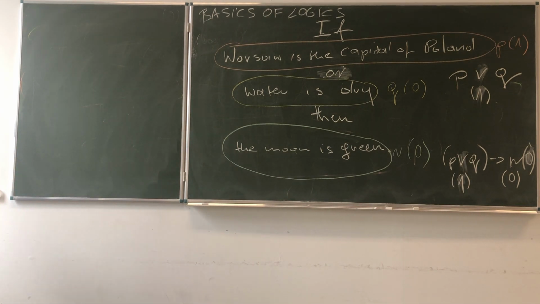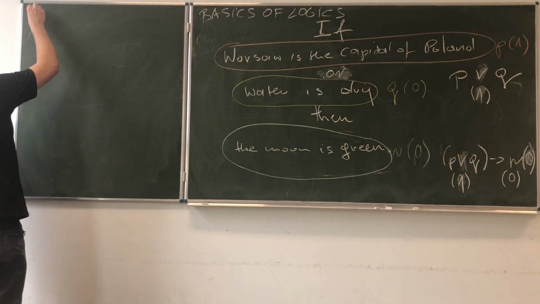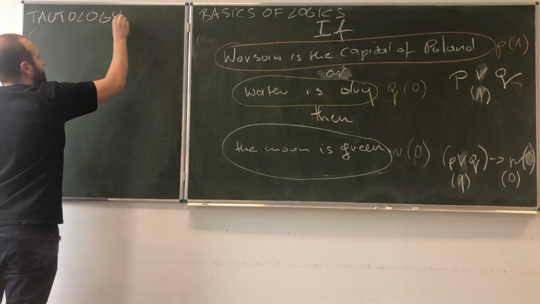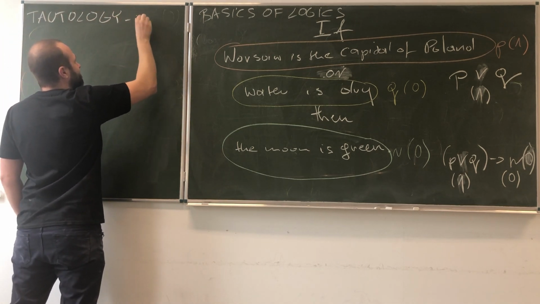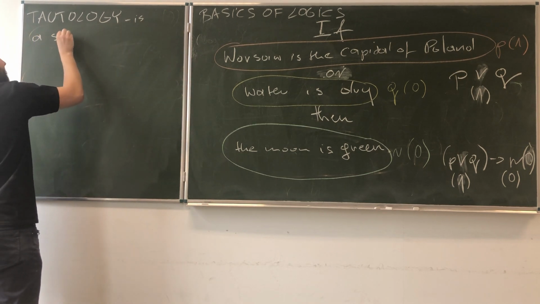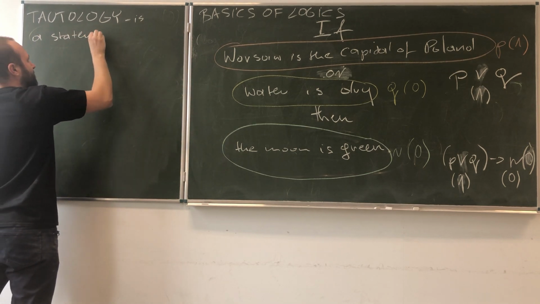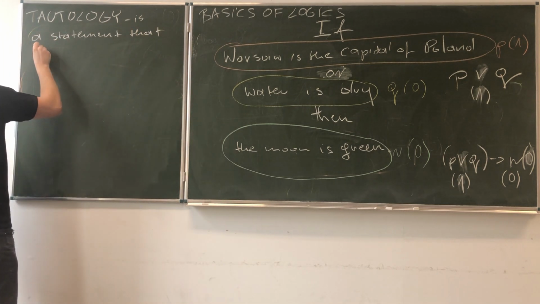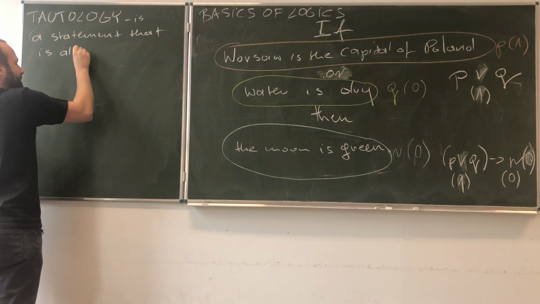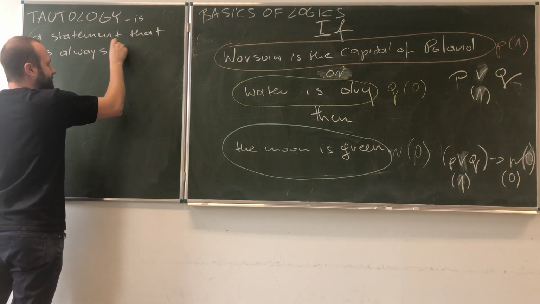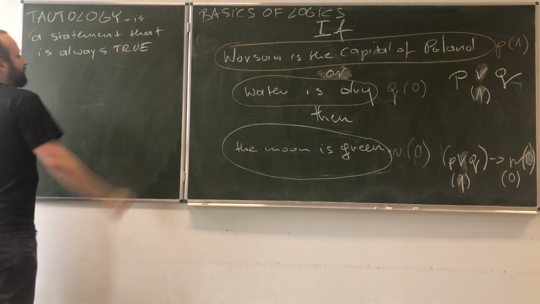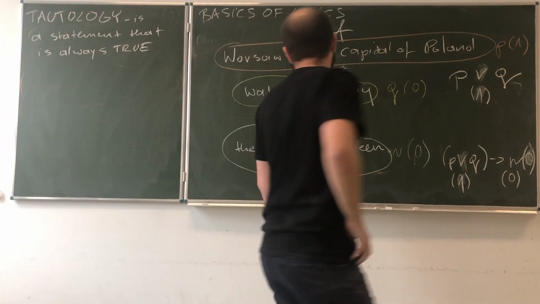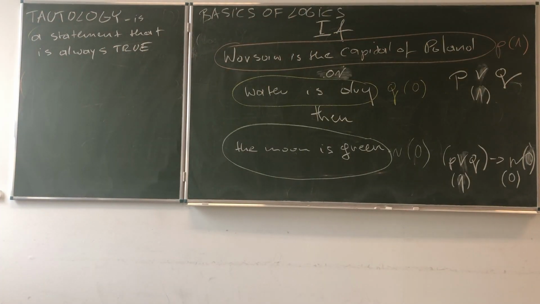Now let's move to another thing that is called tautologies. So, a tautology is a statement that, the logical value of tautology is always 1.